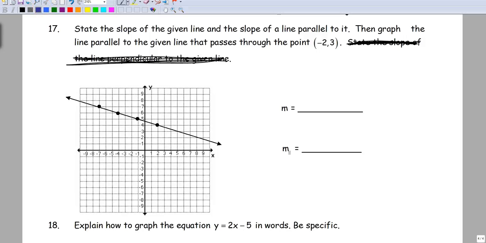All right, so first things first, find the slope. Down 1, right 3. Parallel slope, always the same thing. Plot your point, -2, 3. And remember, to get that parallel line, we are just doing the exact same slope. And draw your line.